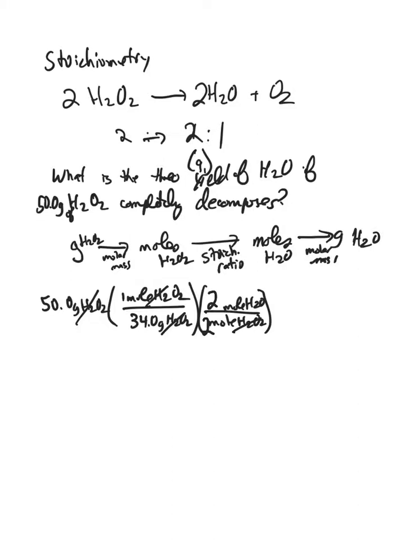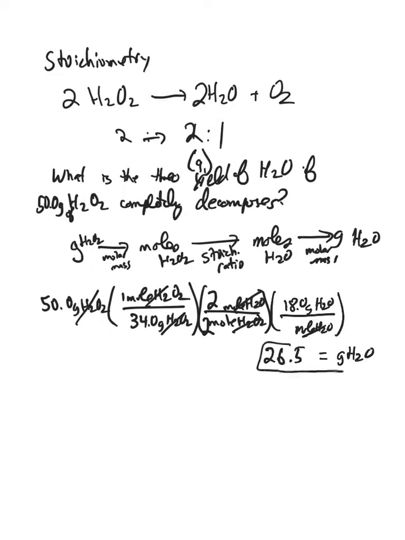Moles H2O divided by moles H2O cancels. We've got moles of water. And a mole of water is the same as 18.0 grams of water. So now moles of water divided by moles of water cancels, and now gives us grams of water. 50 divided by 34 times 2 divided by 2 times 18. And that would give me 26.5 grams of water. That's my theoretical yield of water that can be produced from 50 grams of hydrogen peroxide.